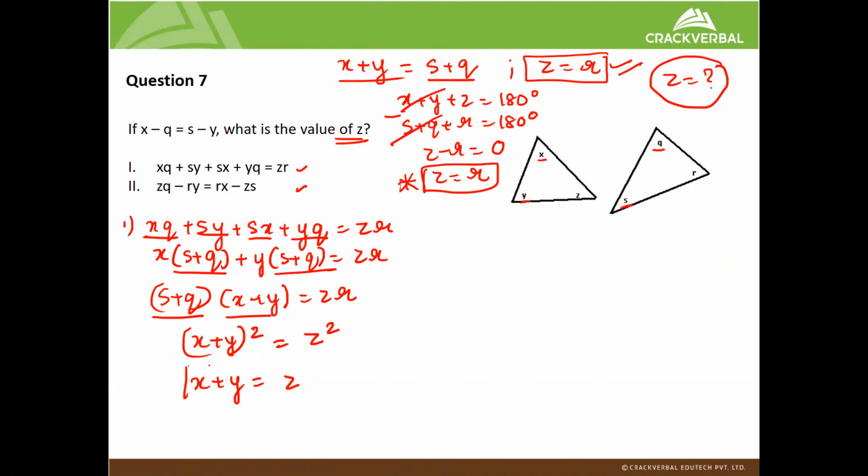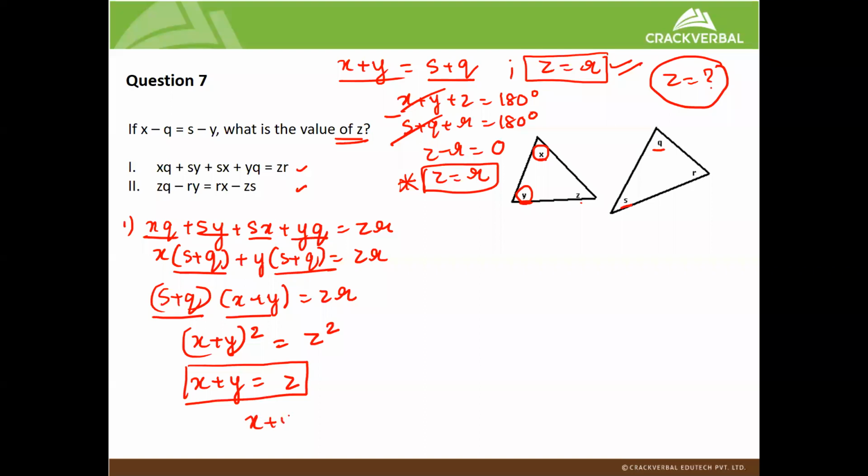So the first statement tells me that x plus y is equal to z. Now think about this, okay? In a triangle, you have the three angles to be x, y, and z. If I tell you that x plus y has to be equal to z, then the only way I can have the triangle to satisfy this condition is if z is equal to 90 degrees.